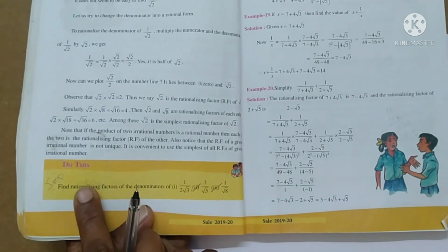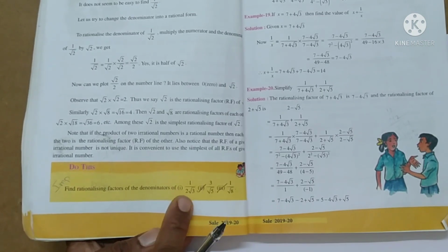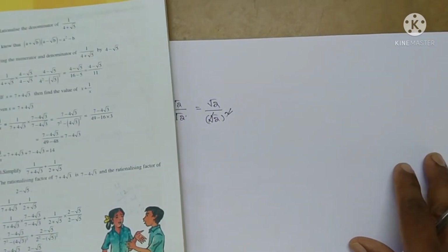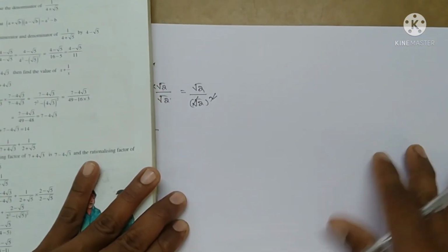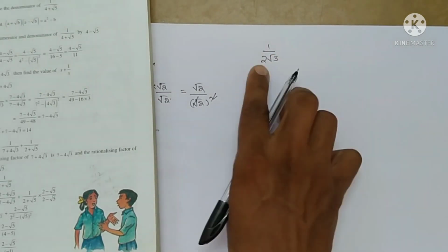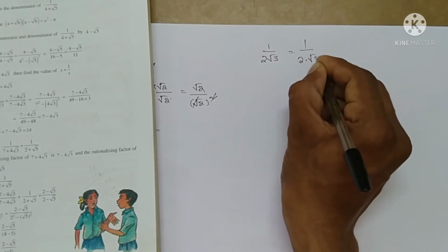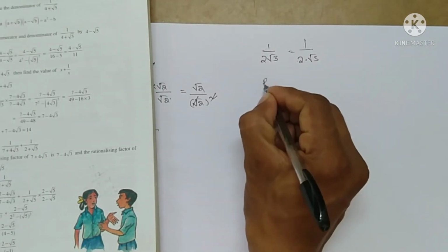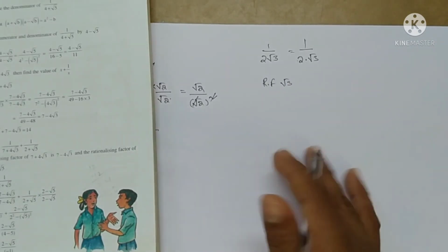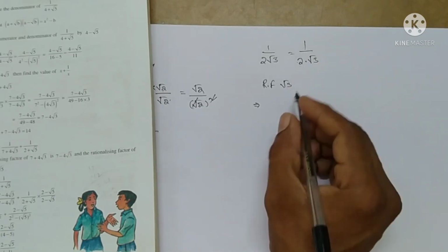So here our first question is find the rationalizing factors of the denominator of 1 by 2 root 3. This is our first question from Do This. 1 by 2 root 3. So here 2 root 3 means 2 into root 3, right? So here the rationalizing factor is root 3. Multiply numerator and denominator with root 3, right?